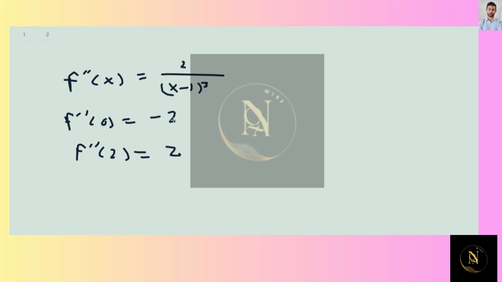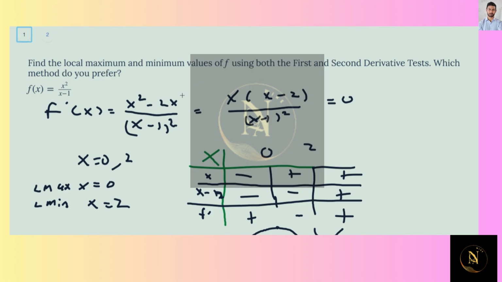So when f double prime is less than 0, we get concave down, which means it's a local max. And when it is positive, it's concave up, which means a local min. And that is how you find the local min and max using the first and second derivative test.